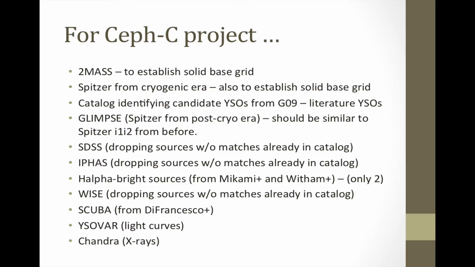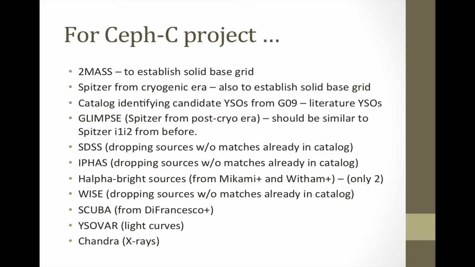Then I also have the catalog that identifies candidate YSOs from the Gutermuth 09 paper. There's a literature YSOs, so those get merged in. Then I have GLIMPSE data, which is Spitzer data from the post-cryo era, and it should result in fluxes that are similar to the Spitzer I1, I2 bands from the cryogenic era, but these sources vary, so they may be different, so I merge those in.